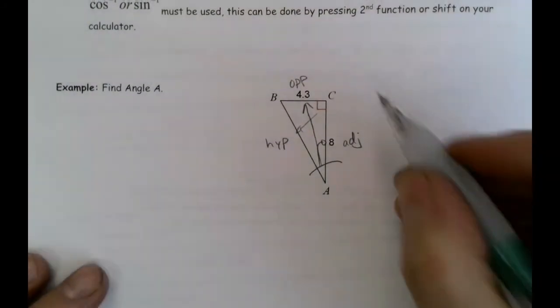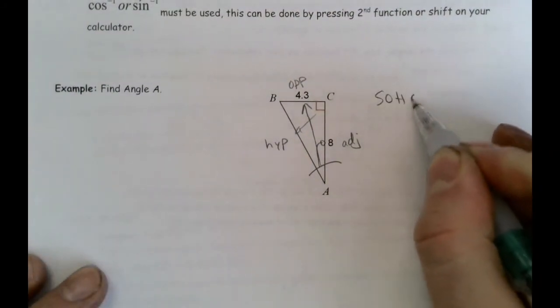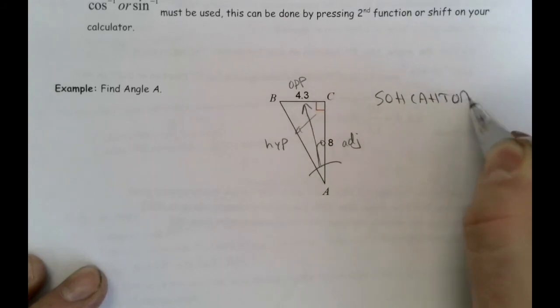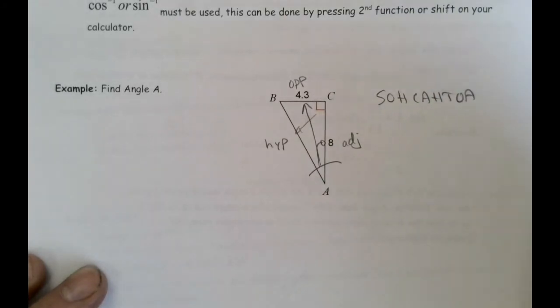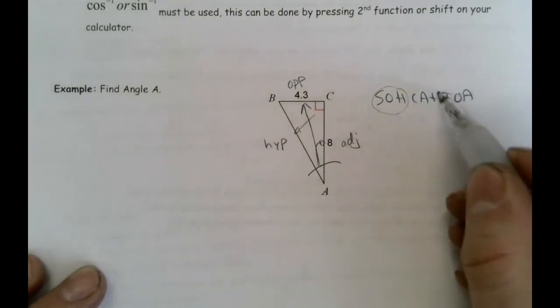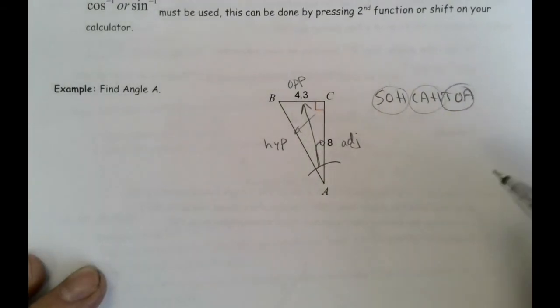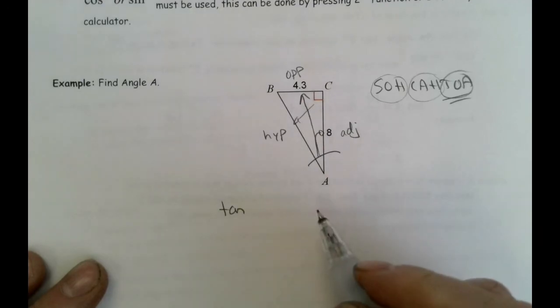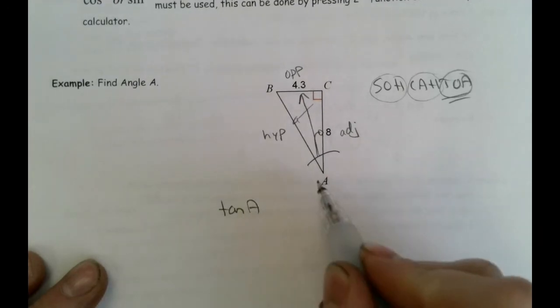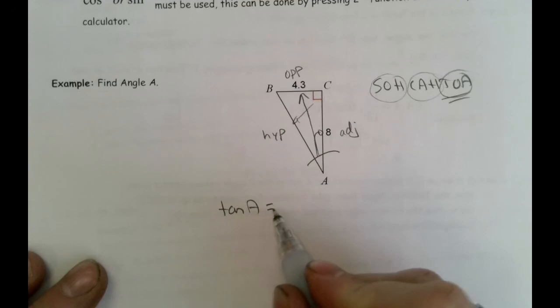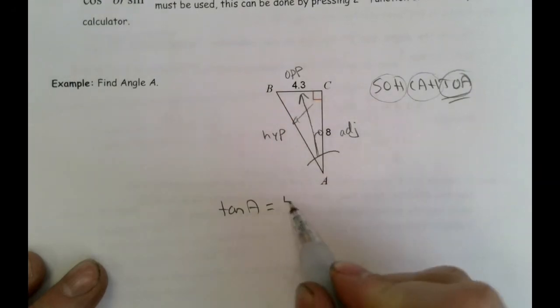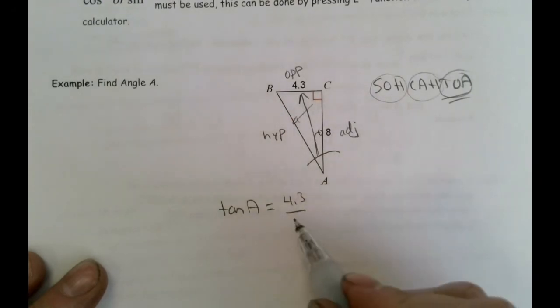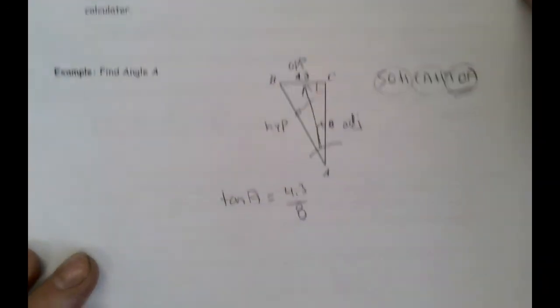So now I got to think. In my SOHCAHTOA, which trig ratio puts together opposite and adjacent? Now remember, these come in groups of 3. Okay, and there it is. Opposite and adjacent, that's tangent. So I can write that the tangent of A, I don't know what A is. Remember, that's what I'm looking for. But the tangent of A is going to be the opposite side, 4.3, divided by the adjacent side, 8.